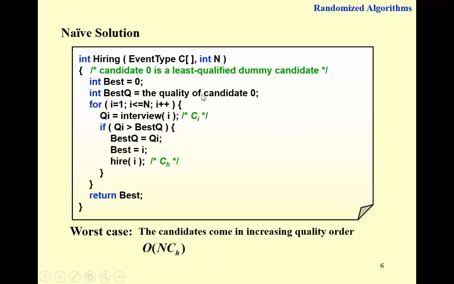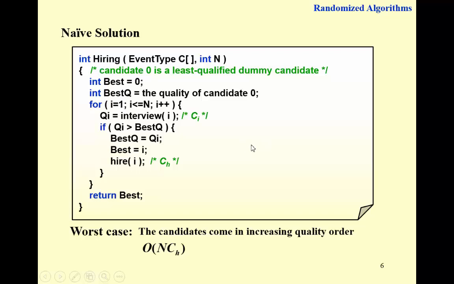Now, how can we do better? There are usually two directions. One is that we try to solve this worst case in a different way, which is more efficient. And the other one is to try to avoid this worst case. Don't let it happen in the first place. By the way, what is the best case? That they come in decreasing order of their qualities, right? So we only have to hire once, hire the first one. But that is just too much to ask.